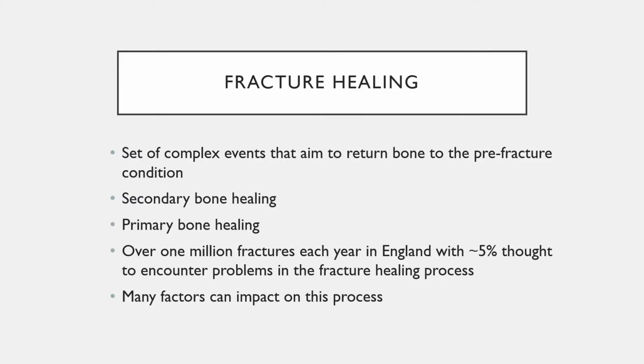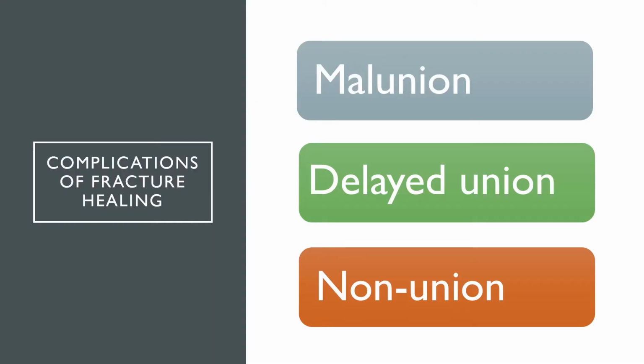bone. There are over 1 million fractures that occur each year in England alone, and around 5% of these are thought to encounter problems in the fracture healing process. So it's important that we understand the factors that negatively impact fracture healing. There are 3 main complications of fracture healing that we hope to avoid. These are malunion, delayed union, and non-union.